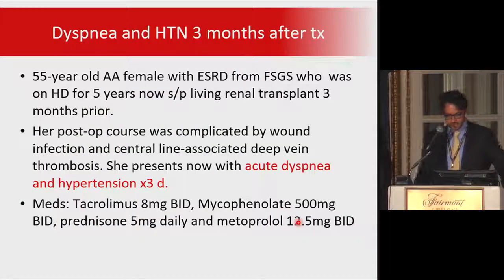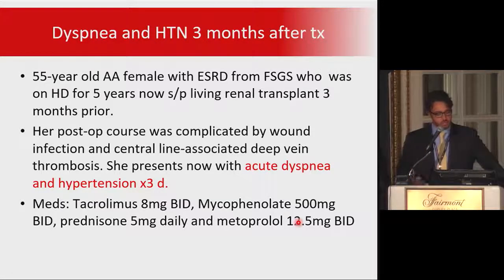All right, so let's go to our third question. This is a 55-year-old female with end-stage renal disease from FSGS, focal segmental glomerulosclerosis, who was on dialysis for 5 years and now received a living-related transplant 3 months ago. The post-op course had a few complications such as wound infection and a central line thrombosis. And now she comes in with acute dyspnea and hypertension for 3 days, okay?